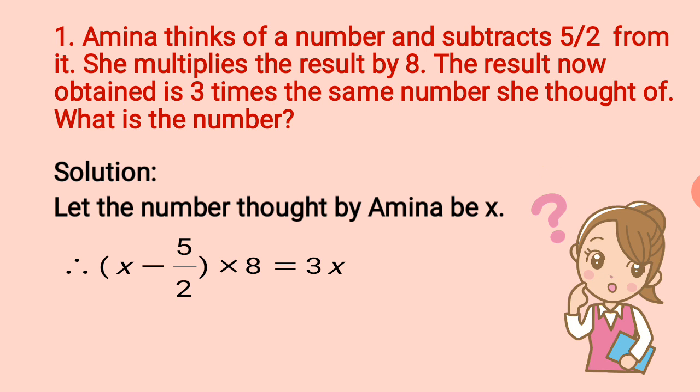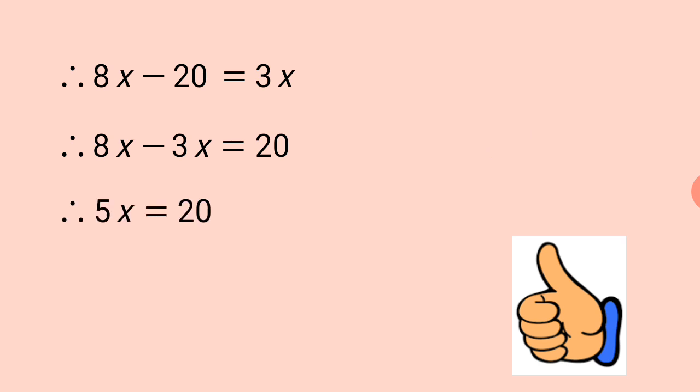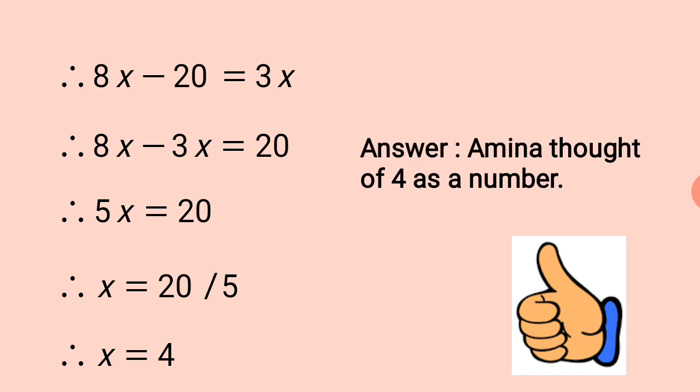Now this is simple mathematics, linear equation in one variable. Let's solve it out. Whatever is x is your answer. So bracket is opened. 8 is initially multiplied by x and then multiplied by 5 by 2 with that minus sign in between. Now, this is how you will try to solve it further. And finally, you get x equal to 4. So the number she was thinking of is 4.